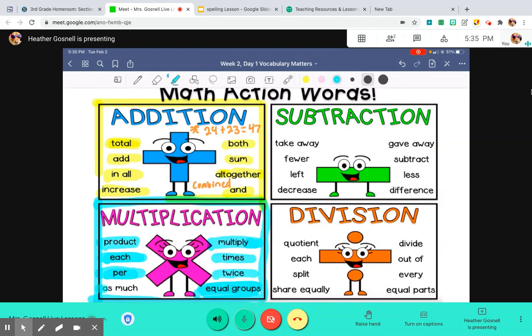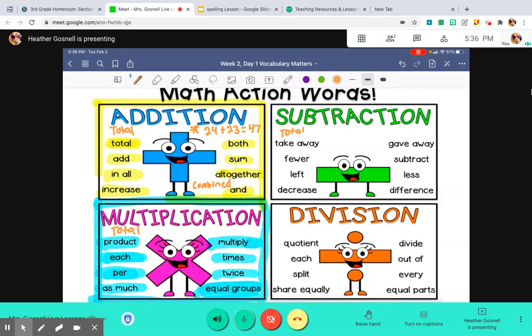As much. You might see the words total in all of these. So I'm just going to go ahead and add. We're always trying to find total. Actually, not in division. I'm sorry. Total. You will see total maybe in subtraction too. If you have anything that's left, what's the total? So you might see that in subtraction. You will see it in multiplication.